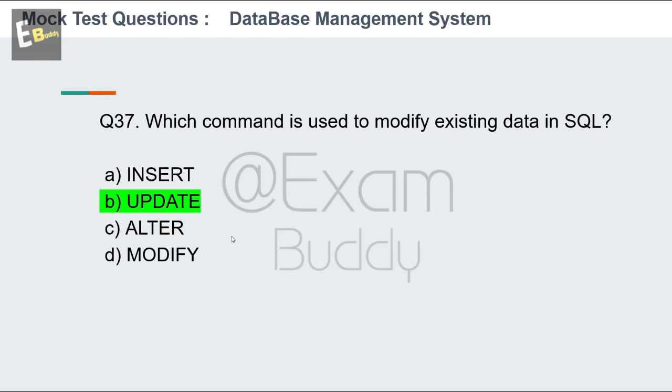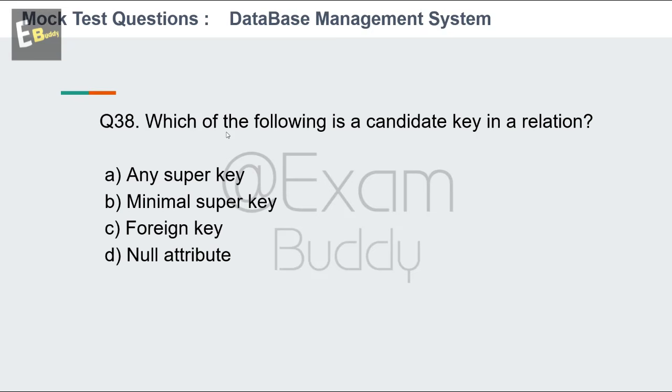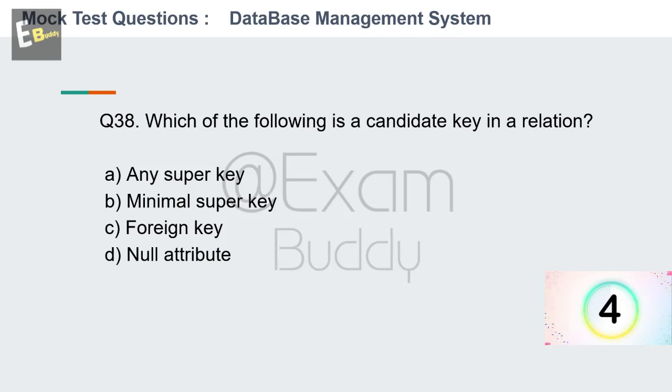And the answer is B, update. Now let's go to our question number 38. Which of the following is a candidate key in a relation? So these are the options: any super key, minimal super key, foreign key, null attribute. So your time starts now.